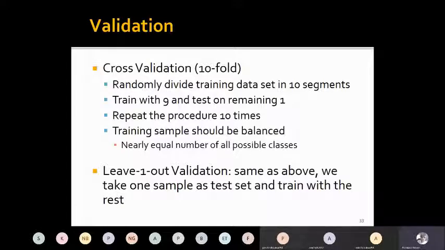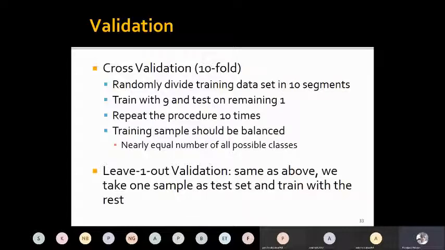And when we are dividing it into 10 sets, we do it randomly. But in that context, we also use a concept called load balancing. Load balancing means that we should have nearly equal number of samples for each class or each range of the output variable. So we will not discuss it in detail here, but we'll have a separate lecture on model validation.